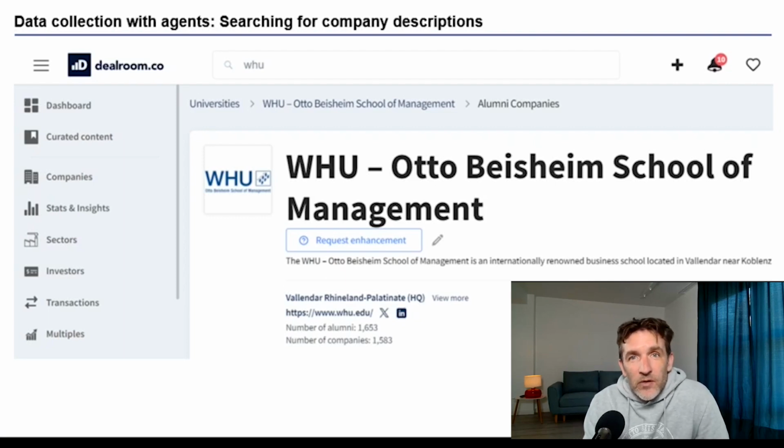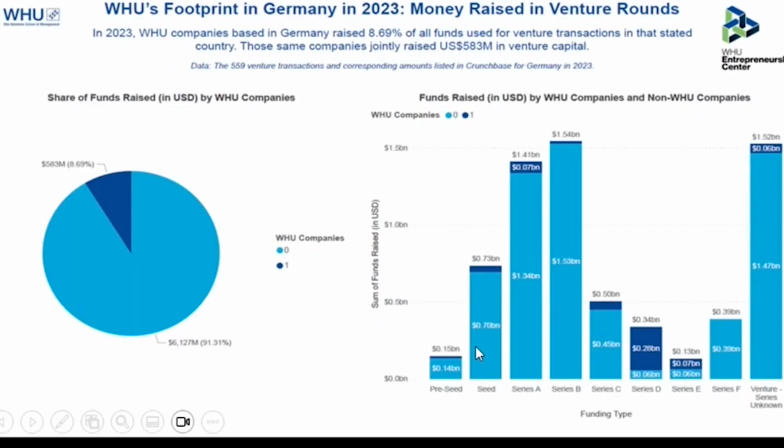In that way, we can on a regular basis create all kinds of nice overviews of what our alumni are doing. Just to give you an example, here you can see the footprint of WHU startups, so startups where at least one of the founders is a WHU alumnus, for 2023. You can see here that almost 9% of all the funding raised in Germany was done by companies where at least one of the founders is a WHU alumnus. And this kind of database allows us to really keep track of the impact of our alumni on the German entrepreneurial ecosystem.